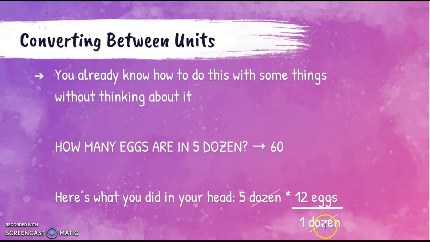And what I want you to notice here is that our dozens are canceling out. Notice this is a multiplication sign, not an equal sign. Do not put an equal sign here. So we are multiplying 5 dozen times 12 eggs per, that's what that line is, 1 dozen, which gets us 60 eggs. It's the same process. Now we're just slowing it down and looking at it carefully.